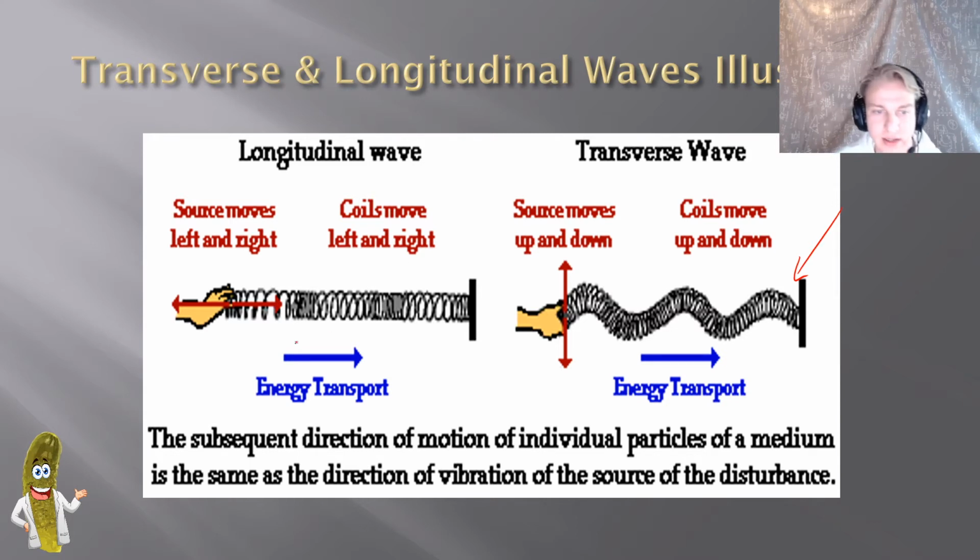The key idea here is that the energy transport is in the same direction, but the way in which the source moves, so this part here and this part here, those are the key differences. And then obviously the coil direction as well.